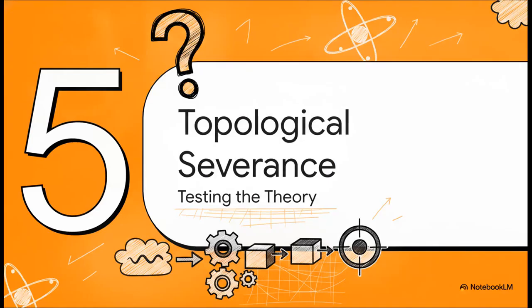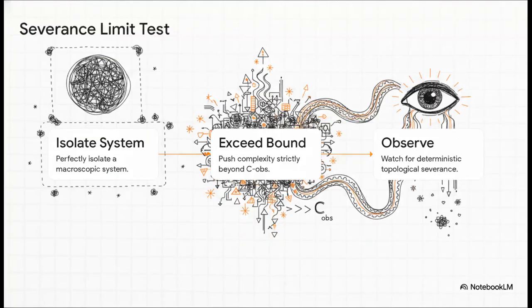Now, theory is incredibly cool, but as focused learners, we want proof, right? How do we get a concrete scientific payoff? Section 5, Testing Topological Severance. Here is the clear, actionable roadmap to physically test this deterministic boundary in a lab. First, you perfectly isolate a macroscopic system. Second, you push the complexity of that system until it strictly exceeds the local capacity bound, that COBS we talked about, of the observer apparatus. Finally, you observe what happens to the entanglement.